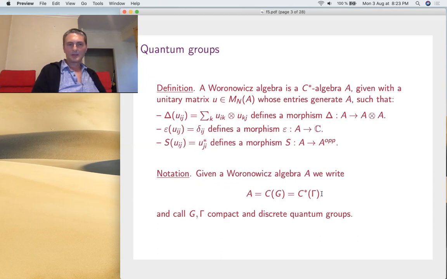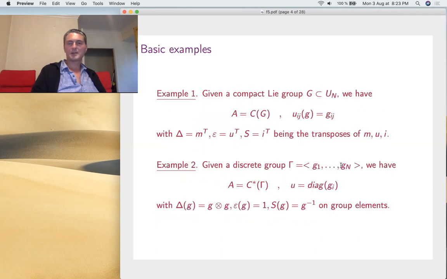So in order to understand all this, let's look at the basic examples. The basic examples are the functions on compact Lie groups. And on the other hand, the C-star algebras of finitely generated discrete groups. So let's try to understand this first. Given a compact Lie group G, we take C(G) with the coordinates. So the algebra is C(G), and these coordinates are just functions. They belong to C(G).